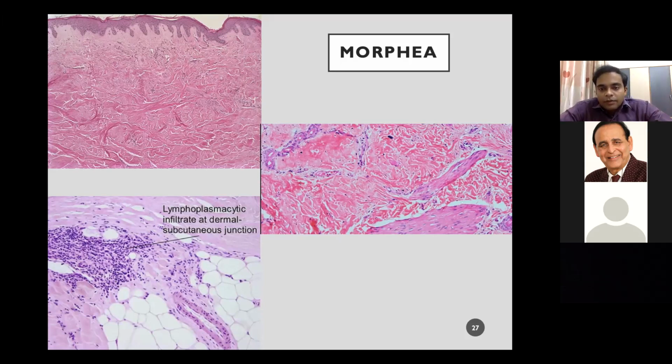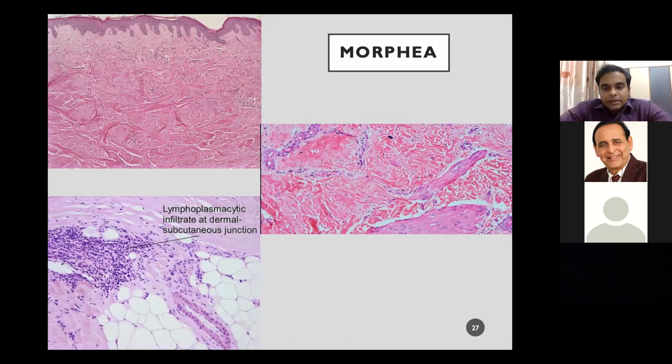And in morphea and lichen sclerosus, this is the difference. Lichen sclerosus is something which starts from the papillary dermis and stays there or slightly down. And morphea is something which starts from the deeper dermis and comes up. So therein lies the difference.